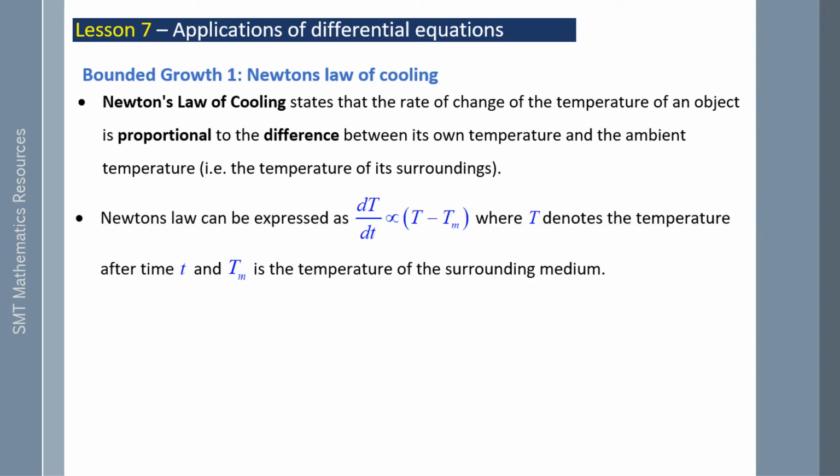Newton's law can be expressed as the following relationship. That is dT/dt, which is temperature versus time, is proportional to T minus Tm, where T denotes the temperature after time t, and Tm is the temperature of the surrounding medium. The differential equation, therefore, with our constant k, is dT/dt equals k(T - Tm).